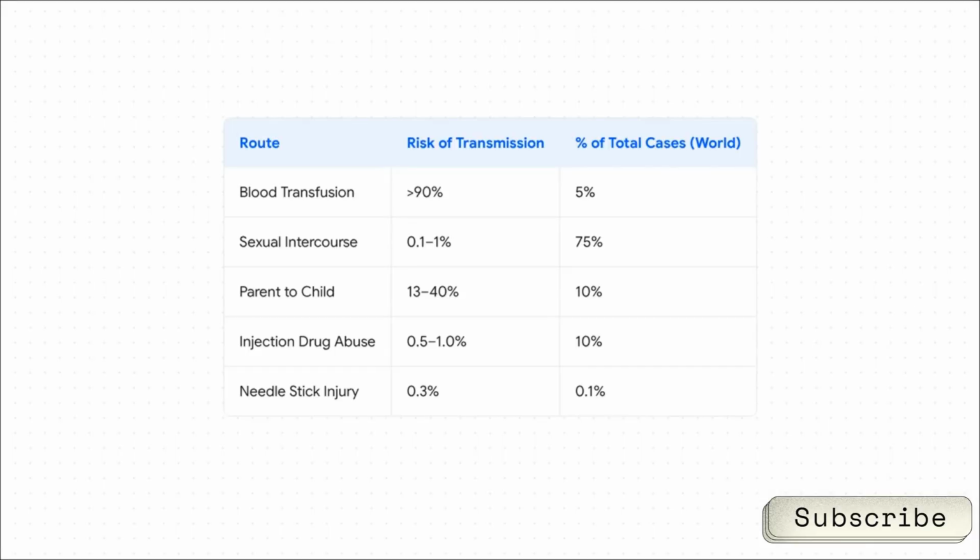Now this is a classic exam question, so listen up. You need to know the difference between the highest risk of getting HIV and the most common way people get it. They are not the same thing. Look at blood transfusions. The risk is over 90%. That's incredibly high, but it only accounts for a small percentage of cases. The most common route, by a long shot, is sexual intercourse, making up a whopping 75% of cases worldwide, even though the risk per encounter is much lower. Don't mix those two up.